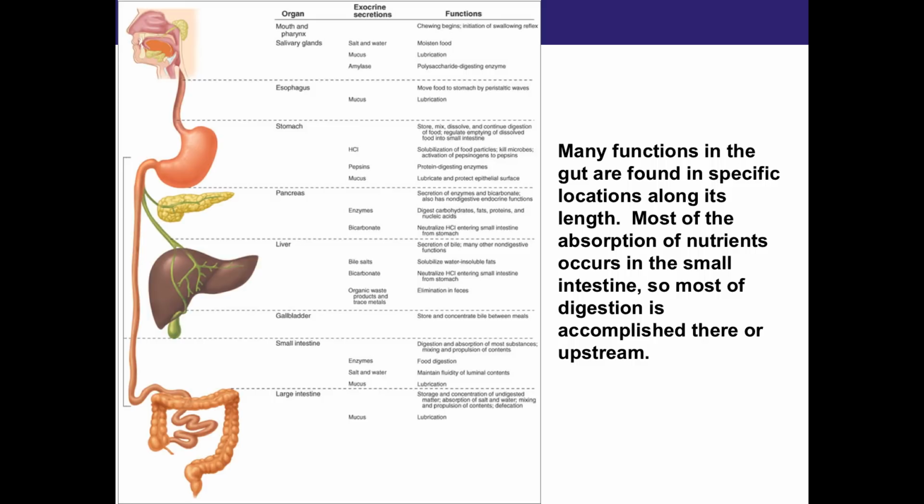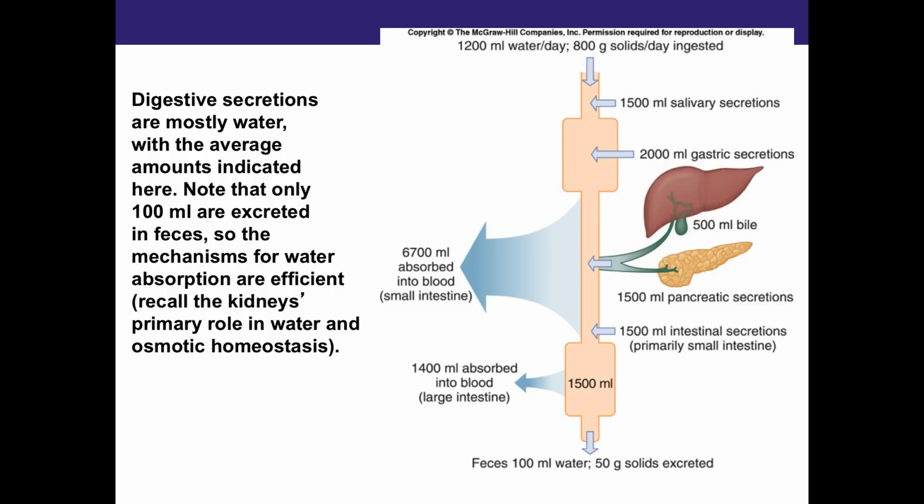And then I wanted to just focus in on water for a minute. Most of the digestive secretions are water. And this is actually pretty impressive when you think about it. All of the water that you drink during the day, 1.2 liters. And in addition to that, the salivary secretions, 1.5 liters. Gastric secretions, that's in the stomach, 2 liters. Most of all of that is absorbed in the small intestines, almost 7 liters of water.